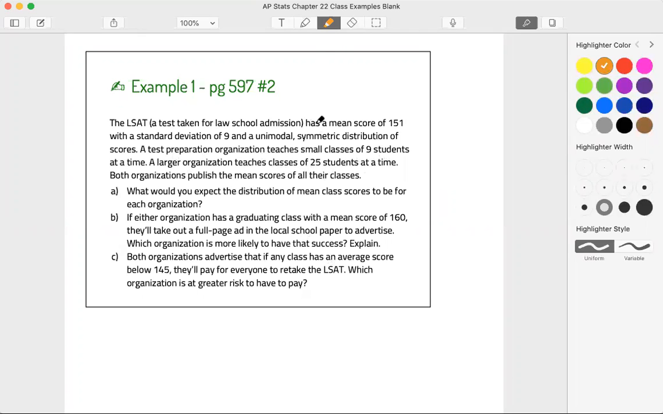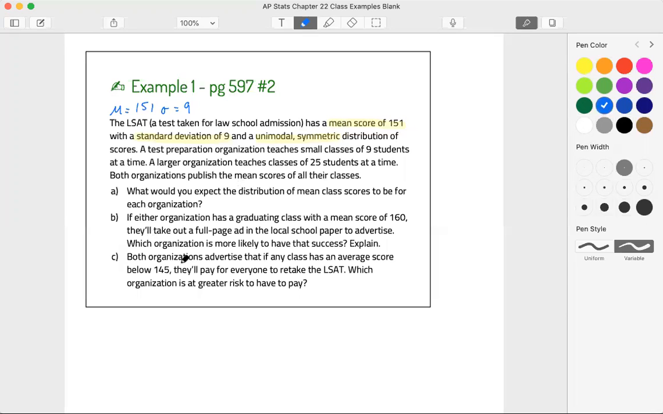All right, so when I'm doing this problem, I see a few things that I need to identify first. I'm given a mean score of 151, and I'm given a standard deviation of 9, and I'm told that this population is unimodal and symmetric. So I am told that my mean is equal to 151, and my standard deviation is equal to 9, and the population is unimodal and symmetric.